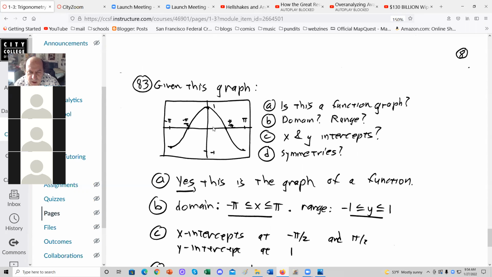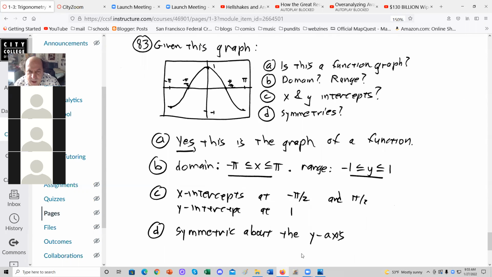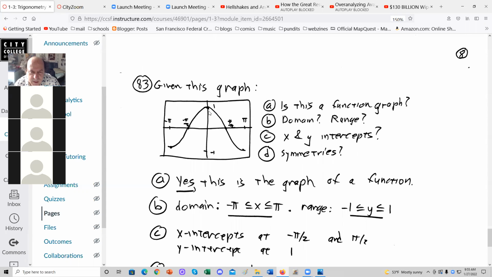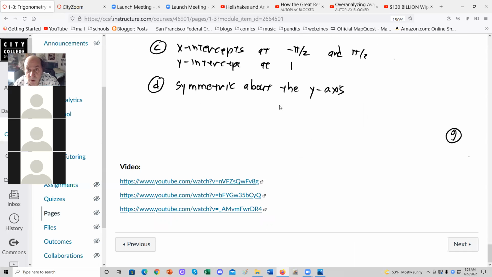X-intercepts are here and here. It intercepts the x-axis here at negative pi over 2, and the y-intercept is here where it meets the y-axis at y equals 1. Yeah, and this is symmetric around the y-axis. You flip left for right, you get the same graph. Well, let's stop for now.